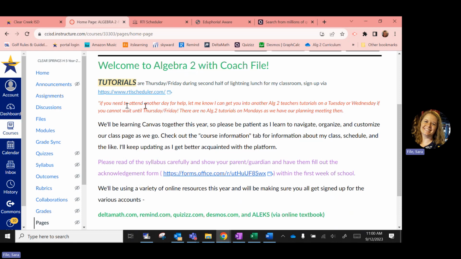Depending on their settings, it may be set to where only their students can see their schedule and sign up. So if that's the case, if you don't see an Algebra 2 teacher available on a Tuesday or a Thursday, I can get you signed up. You just need to get with me and I'll get you enrolled in their tutorial and tell you where to go, who you're going to, and what room. So you can get the help you need other than on Thursday or Friday.